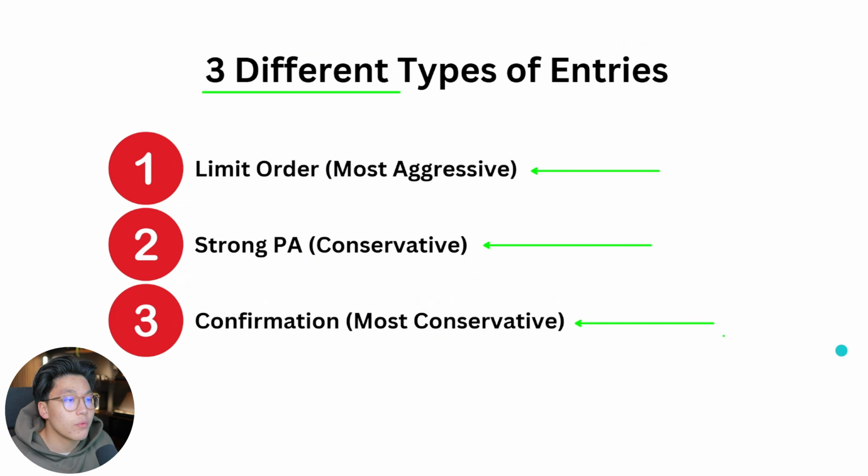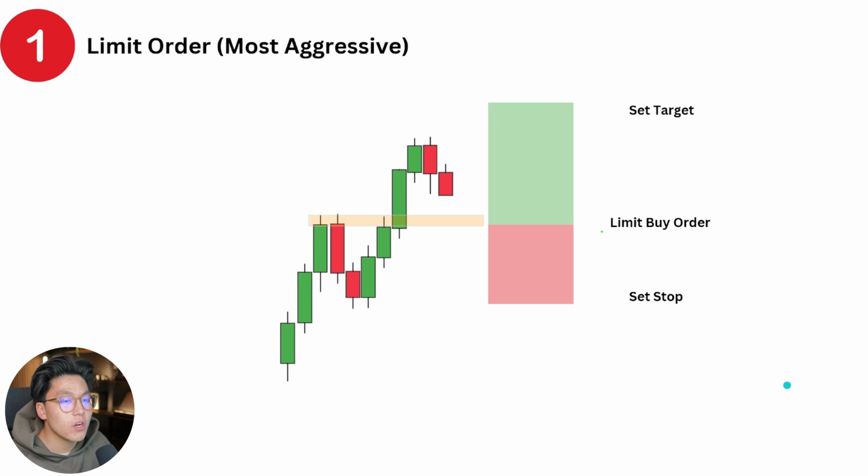So these are the three different types of entry models that we're going to talk about today, and we're going to talk about the pros and cons and exactly which one you should choose in which different scenario. So right here you can see what we have is a limit order, and this is the most aggressive entry model.